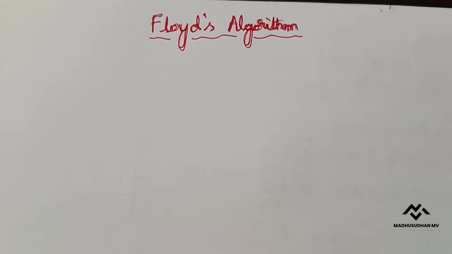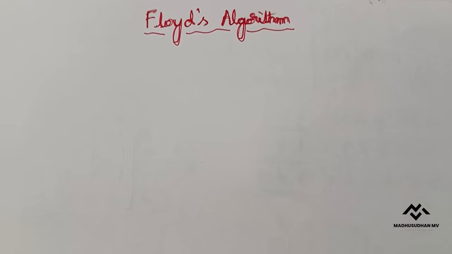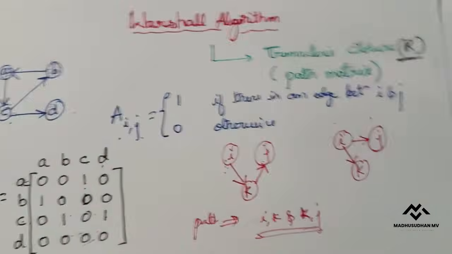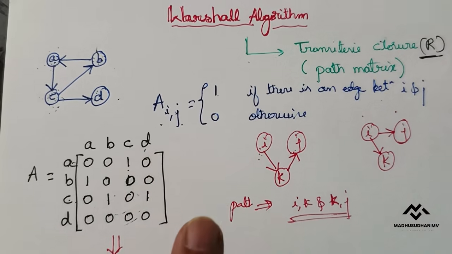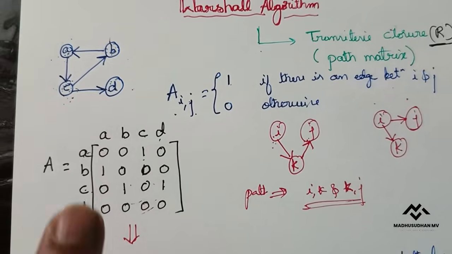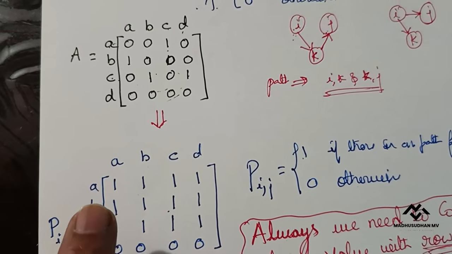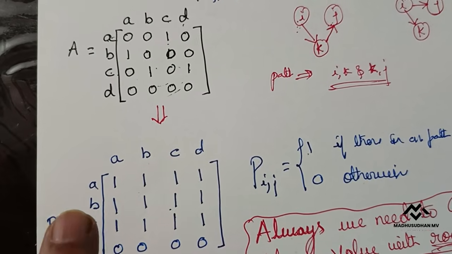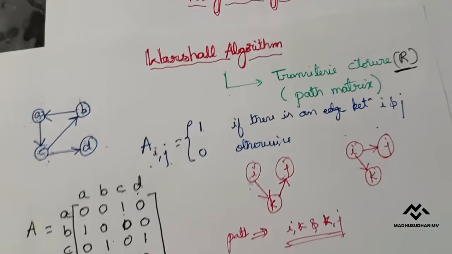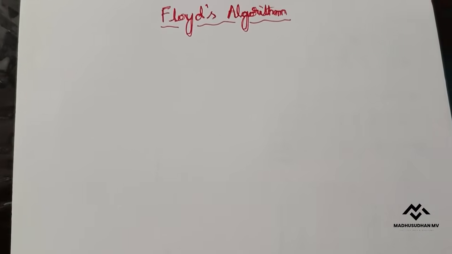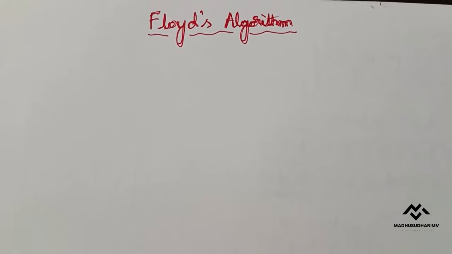In this video, I'm going to explain Floyd's algorithm. In the previous video, we discussed the Warshall algorithm. In that algorithm, for the given graph, we find the path matrix, that means the transitive closure. That means which paths are available from which vertex to other vertices. That path we find. That means which paths are available between all the nodes of the graph, that we find in the Warshall algorithm.